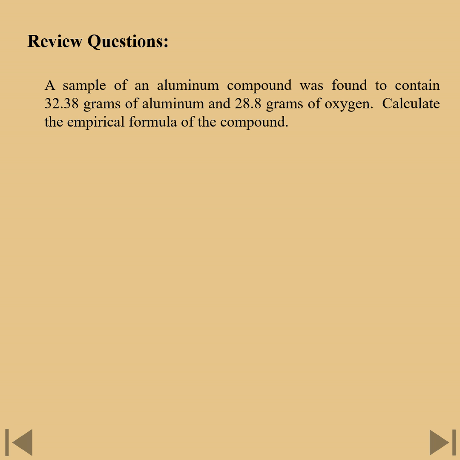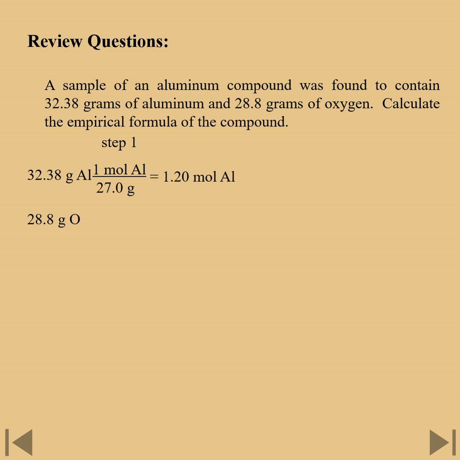Okay, to get warmed up, we're told a sample of an aluminum compound was found to contain 32.38 grams of aluminum and 28.8 grams of oxygen, and we're asked for the empirical formula of the compound. Well, first we're going to take those masses and line them up along the left, and then in our first step we're going to convert these masses into moles using their molar mass.